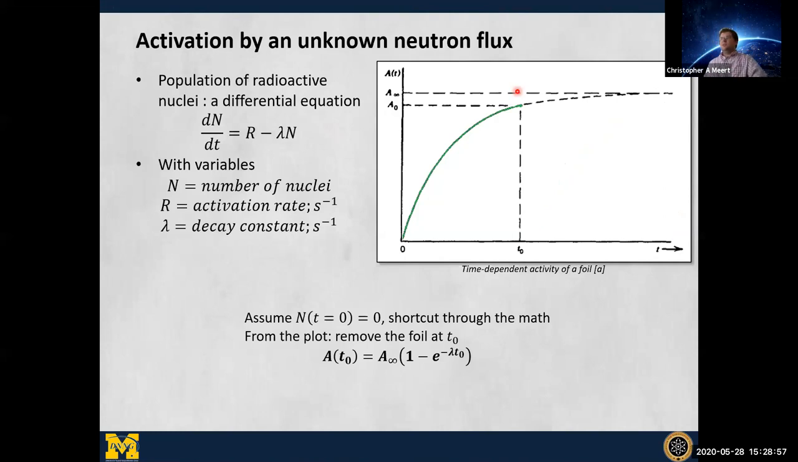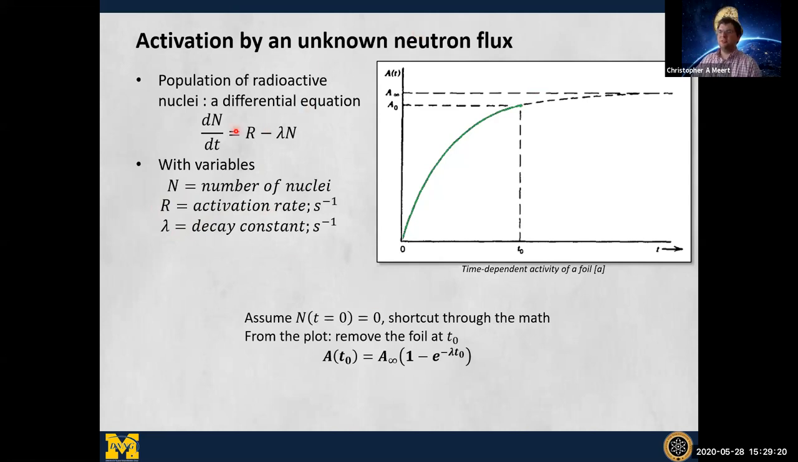So quickly jumping back to this, we have our differential equation. The important units to know here include this number of nuclei, N, your activation rate that we discussed on the previous slide, and also the decay constant. You can find the decay constant from various online sources. You can calculate it from half-life or vice versa as well.